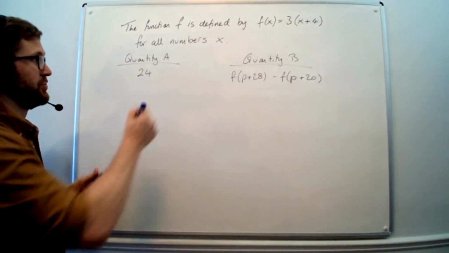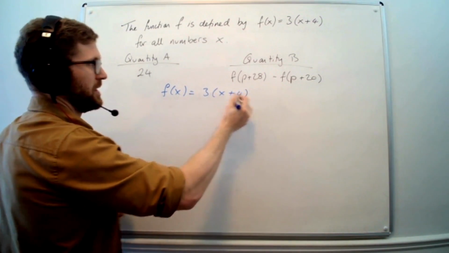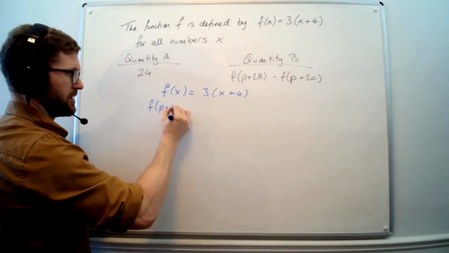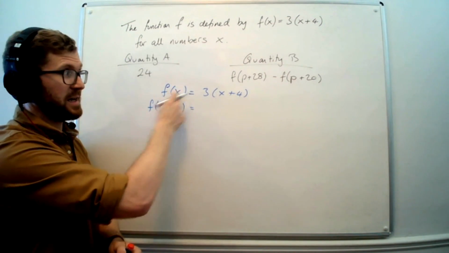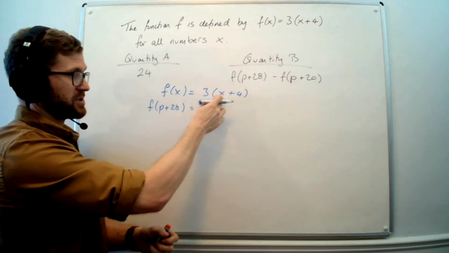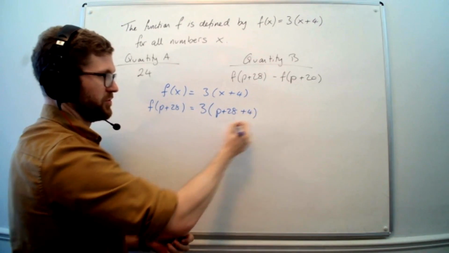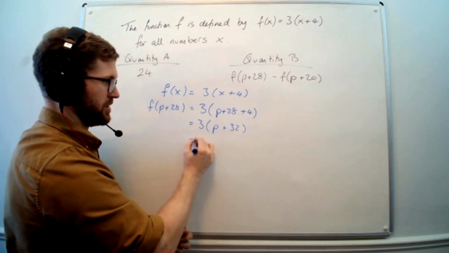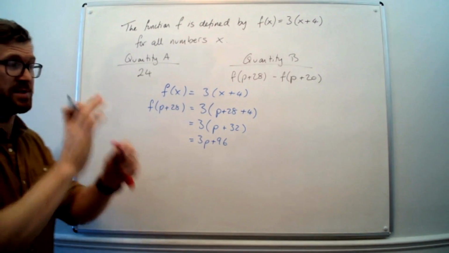First of all, my rule. The rule that we started with, f of x is 3 times x plus 4. If I just look at this f of p plus 28, like we said in the last question, whatever goes into those parentheses is just going to replace the x in the rule. So I can rewrite the formula, and wherever I see an x, now I'm just going to write p plus 28. So p plus 28 plus 4, and so we're going to have 3 times (p plus 32), or 3p plus 96. Okay, there's the first half.